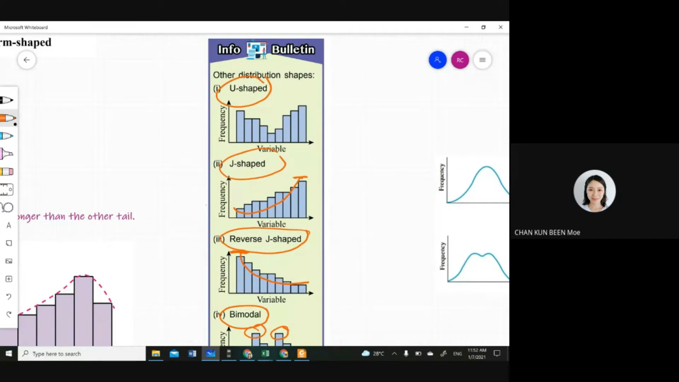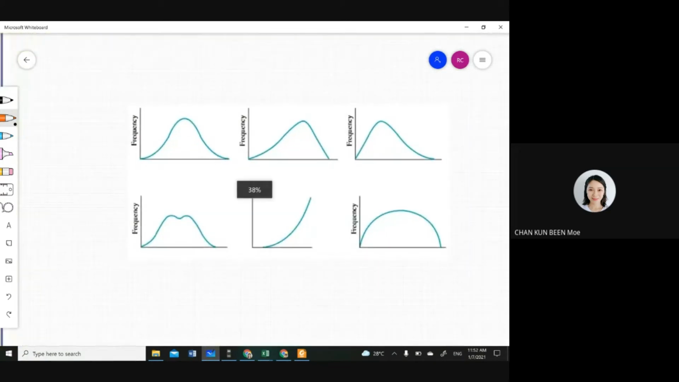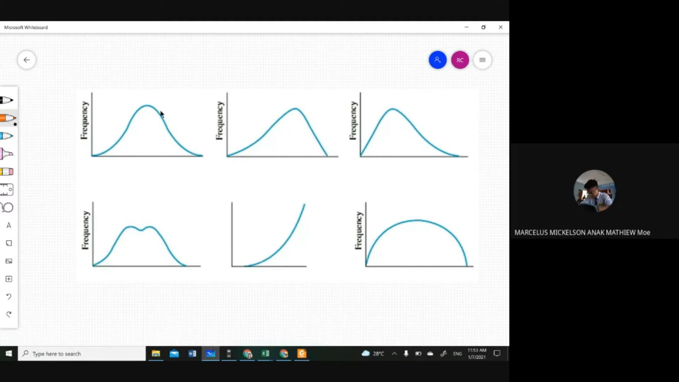Okay, now you look at the diagram here that I have. Can you observe carefully each of these is under which category? The first one. This one is what? Bell shape. Alright, this is the bell-shaped histogram. What about this one? Left skewed. Yes, very good. Left skewed histogram. And then this one? Right skewed. Okay, good. What about this?